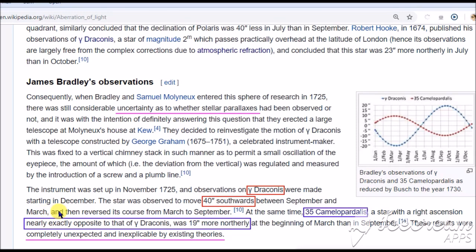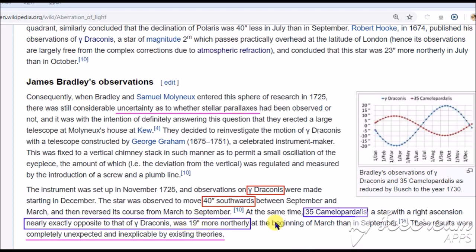At the same time, he was observing another star called Camelo. I'll call it Camelo, that's not the name. It's 35 in the constellation of Camelopardalis, but for simplicity I'll just call it the star Camelo. Now, his observation for that star came nearly... well, first of all, the star's right ascension is nearly exactly opposite to that of Draconis. The variation in the elevation angle was 19 seconds.